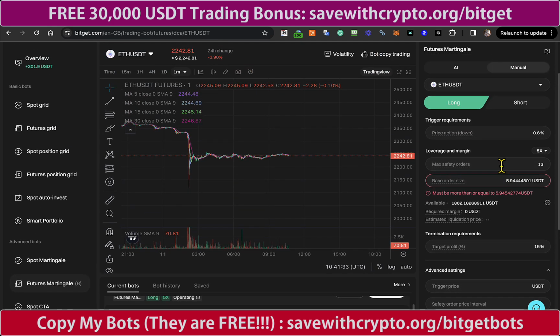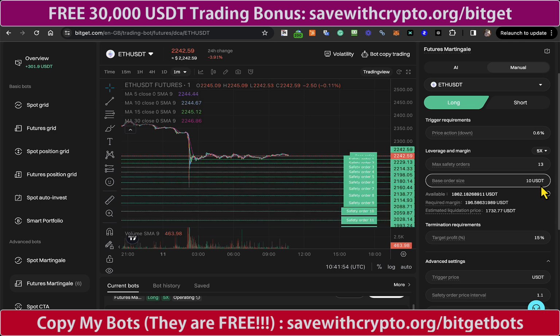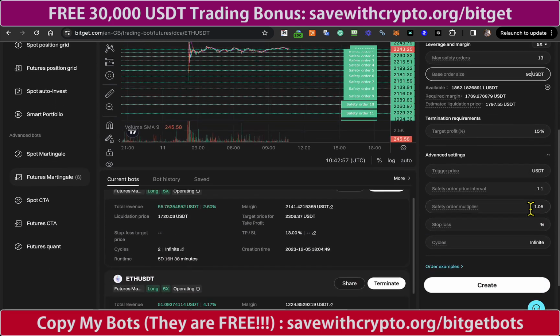So what I need to do here is fill in the base order size. So my available capital is 1862 USDT. Okay, and it says here base order size must be more than or equal to 5.94. So if that's 10, that requires a margin of 196. So let's go larger. Okay, so it looks like I could do $90, doesn't it? Because that would say required margin 1769, available 1862. Okay, let's give this a go.